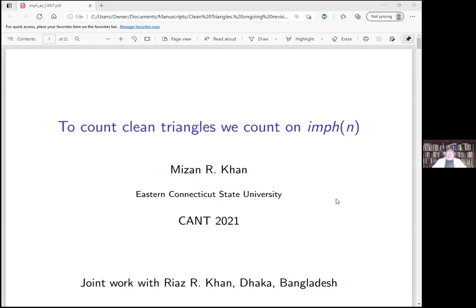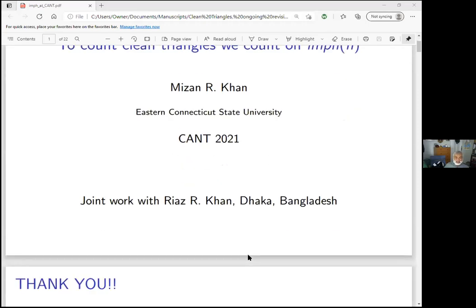Okay, so our next speaker is Mizan R from Eastern Connecticut State University, who will count clean triangles, I guess. Please. Yes.